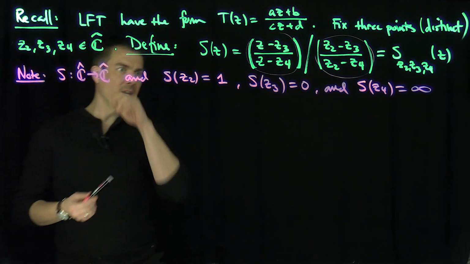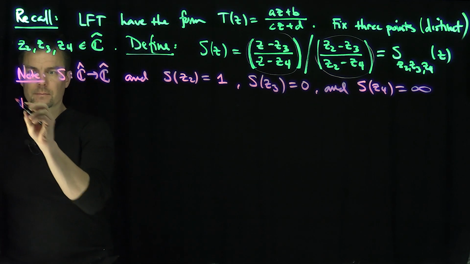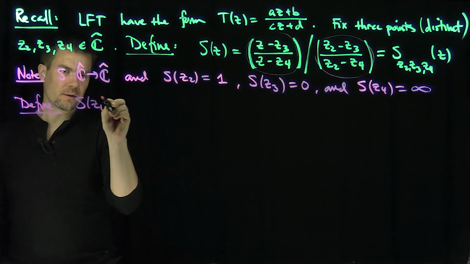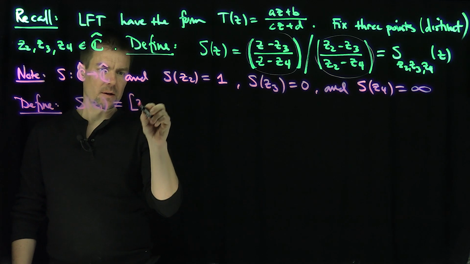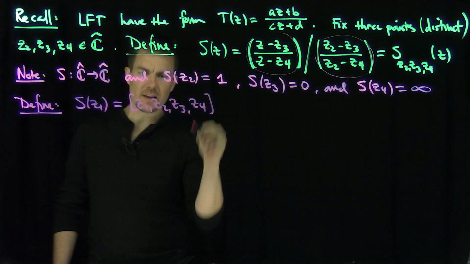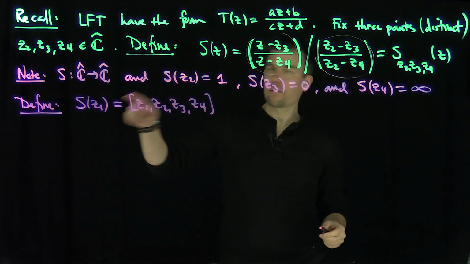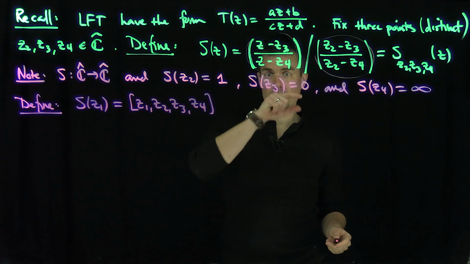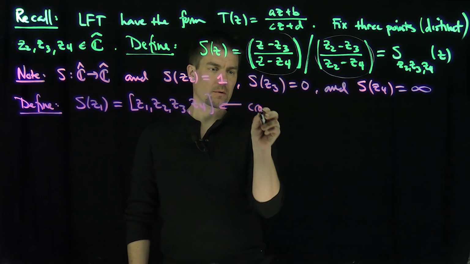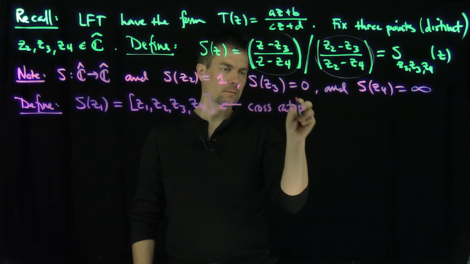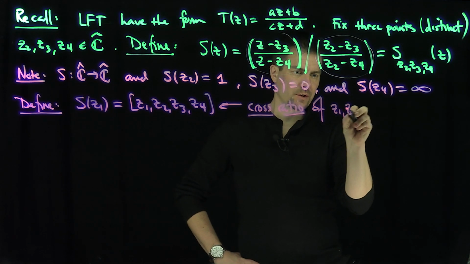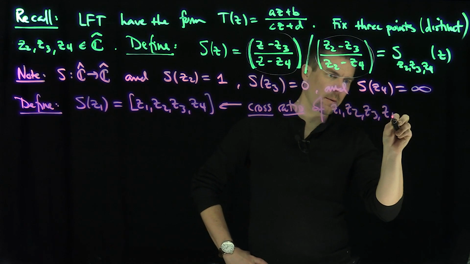And so now, what's the idea? I'm going to define the cross ratio. Define S of z1, z2, z3, z4 as the image under S of the point z1 in the Riemann sphere, not necessarily one of those 3 points, z2, z3, z4. And this is called the cross ratio of the points z1, z2, z3, and z4.